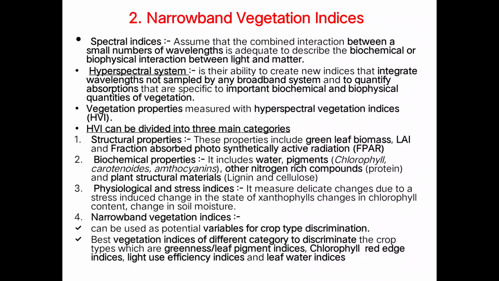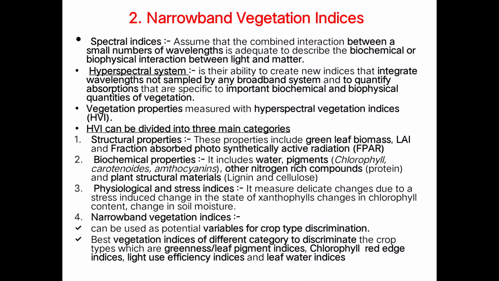Then next one is the narrowband vegetation indices. Firstly we will discuss the spectral indices. In that process, we assume that the combined interaction between a small number of wavelengths is adequate to describe the biochemical or biophysical interaction between the light and the matter.